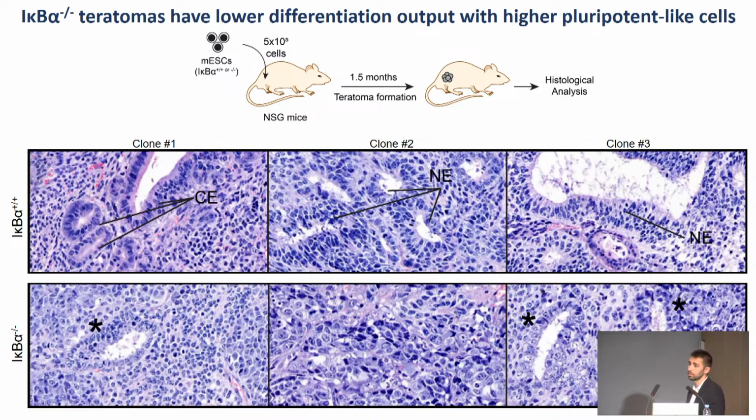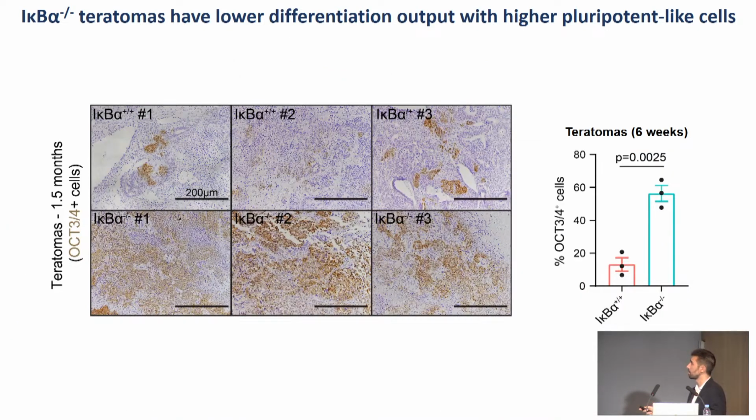But we also wanted to know whether this higher presence of immature structures was because of an impediment in silencing the pluripotency in this approach. So we took, again, these teratomas, and we did immunostaining for the pluripotency marker OCT4. And as you can see here, the number of OCT4 positive cells in the knockout teratomas was much higher compared to the wild-type teratomas. So this also confirmed that in a more unbiased and in vivo situation of differentiation, the knockout cells cannot properly differentiate because they cannot silence the pluripotency program.